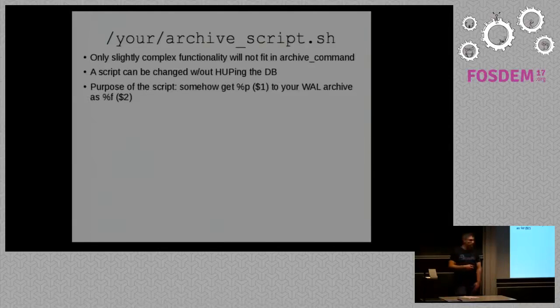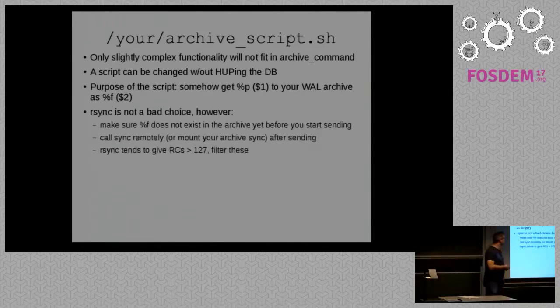The purpose: somehow get the parameter %p to your WAL archive as %f. So %p is the complete path to the WAL file, and %f is the file name on its own. But comfy, you don't have to split it yourself, so give it both, right? And then get it off your server. I think it's actually not a bad choice in my personal opinion. But you have to make sure that %f, the file name of the WAL file that you want to archive, does not exist yet on the server.